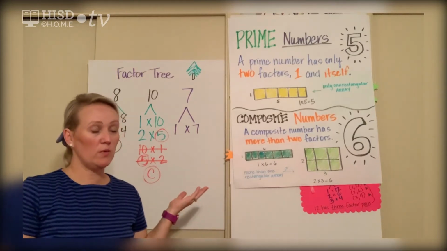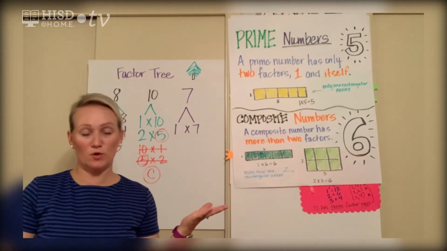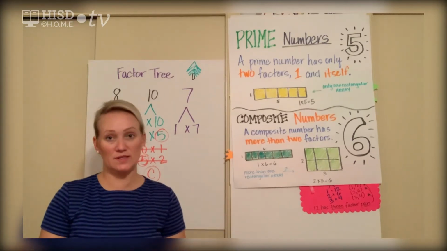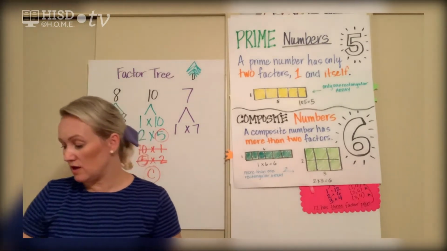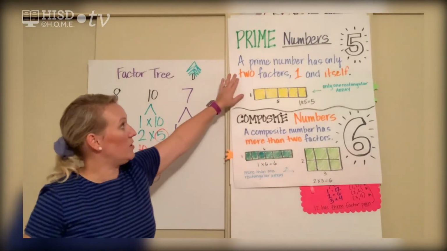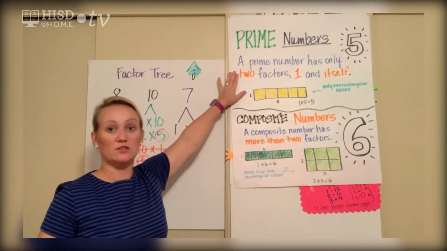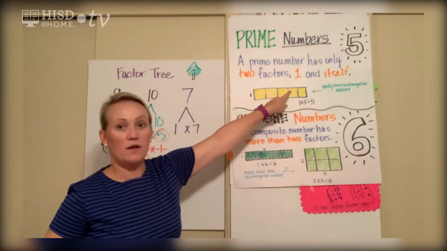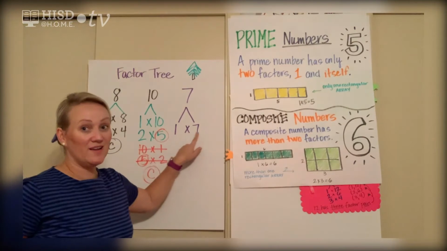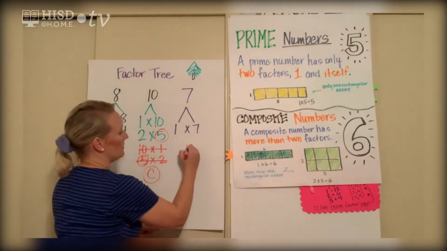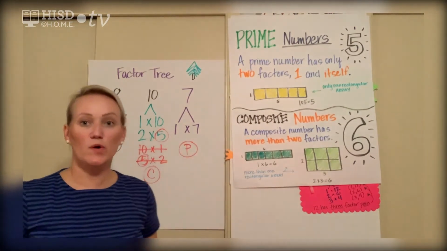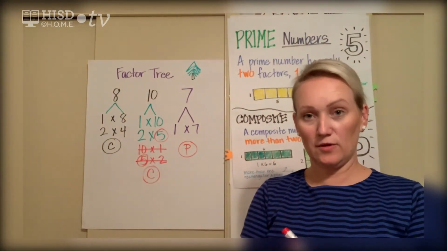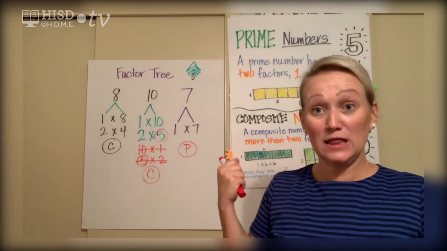The only other way we could get to 7 is if we use the decimal, but we cannot use decimals when talking about prime and composite numbers. It's for whole numbers only. So look up here. A prime number only has 2 factors, 1 and itself. So you're right. This is definitely a prime number, and I'll put a P. P for prime, C for composite, okay? It's that easy, y'all. It's literally that easy.